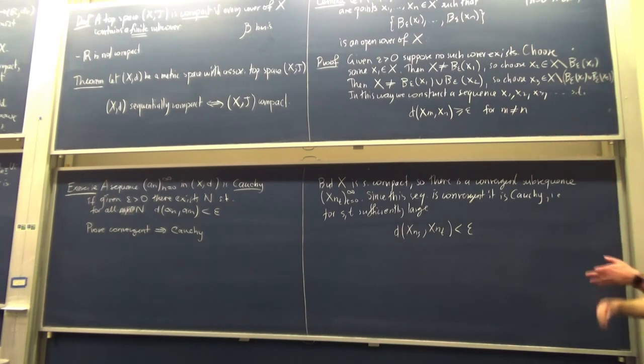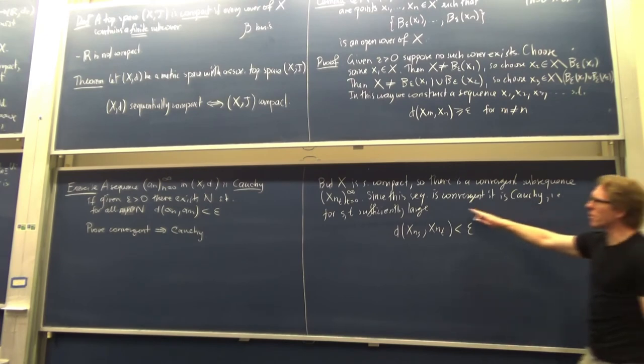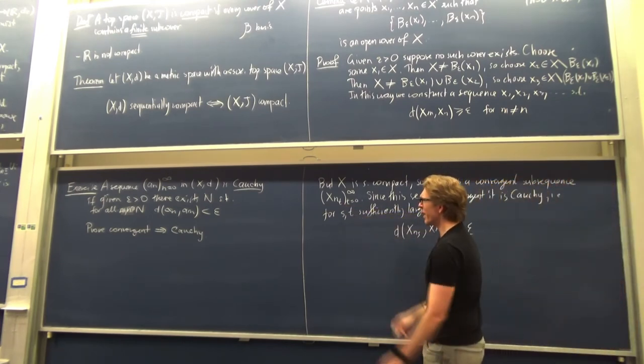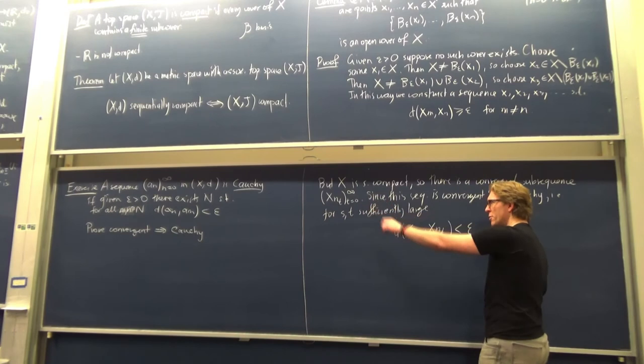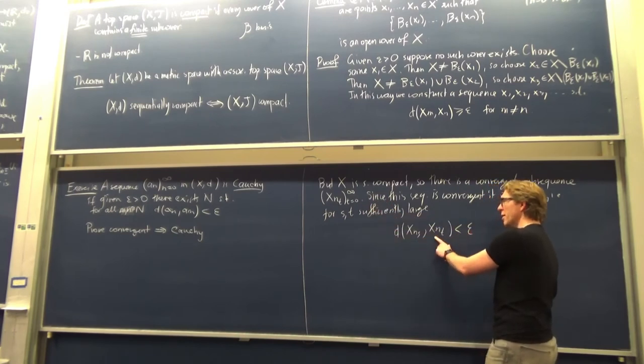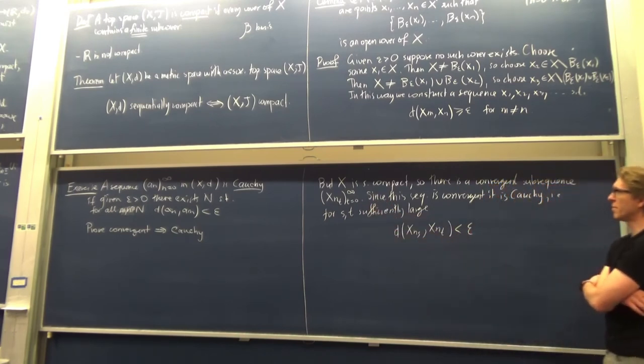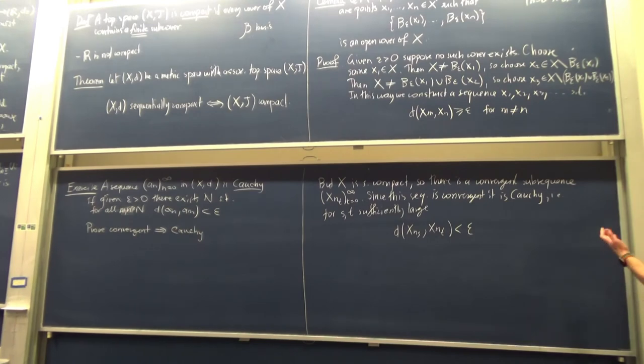Right? So I was given an epsilon. Now I constructed this special sequence with respect to epsilon. Now I've got this convergent sequence. I apply the notion of Cauchy to that particular epsilon, and I conclude this. Well, that's a contradiction, right? Because I constructed the sequence with respect to this epsilon so that that could never happen, because those distances were always greater than or equal to epsilon.